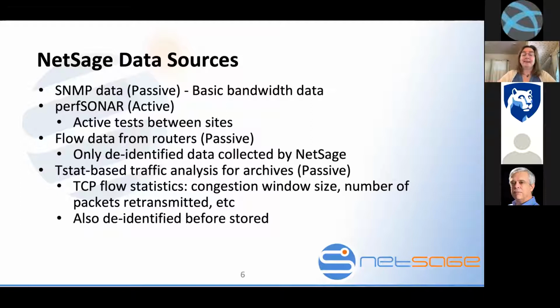It gets de-identified before it gets put into the NetSage archive. We have a similar tool to collect flow-like data from archives called Tstat. This gives us TCP flow statistics. We've got this deployed in a number of places, TACC, NOAA, NCAR, NERSC. This is also de-identified before it's stored. And by de-identified, I mean we wipe off the low order bits, so we never have a full IP address in the NetSage archive. This is one of the ways that we have a pretty strict privacy agreement.